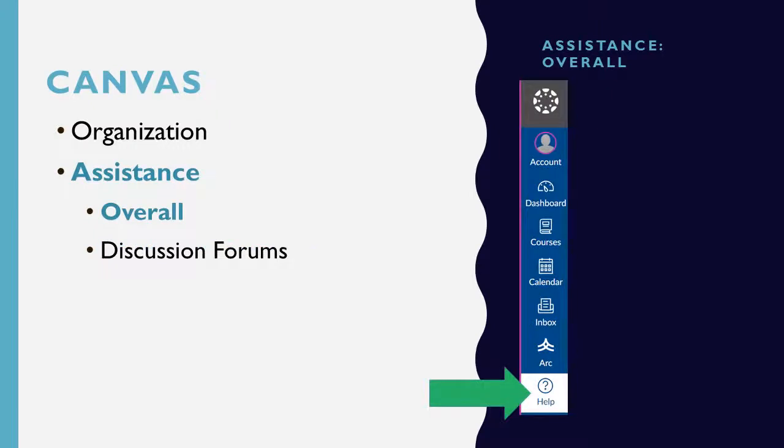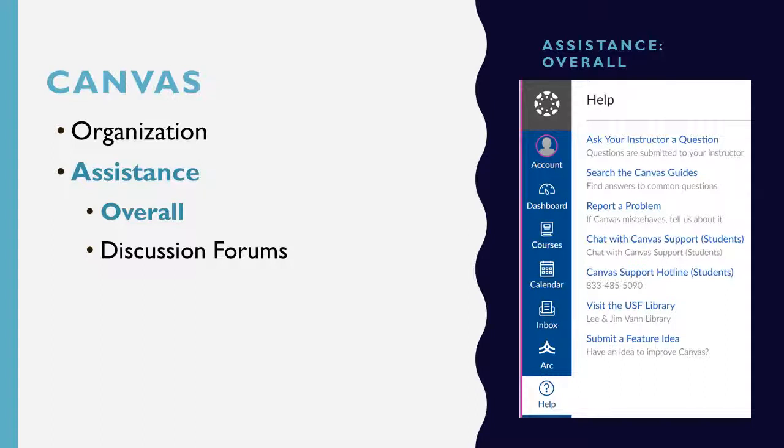So getting overall assistance, if you're in your Canvas view, you should see on the left hand side, all the way over on the left, a button that says Help. When you click on it, it will open up this conversation right here where you can ask questions to me and email your questions to me. You can search the Canvas guidelines. You can also chat with Canvas support or use their hotline. So if you're having problems with Canvas that I'm not addressing here, feel free to reach out to me or contact Canvas support.